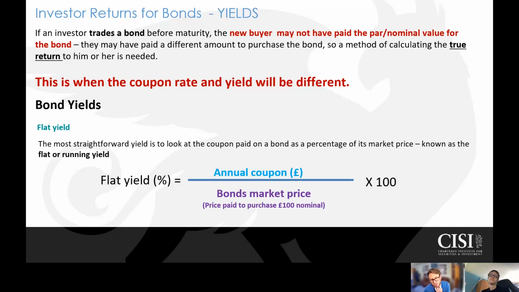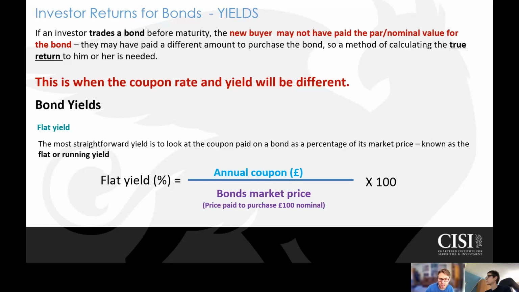So the way the bond yield is calculated is you take the flat yield in this case. As Simon said, there are a number of ways that bond yields can be calculated, but for the flat yield that we're looking at here, you take the annual coupon for the bond and divide that by the market price. So we're talking about the amount that has been paid to purchase £100 nominal of that bond.